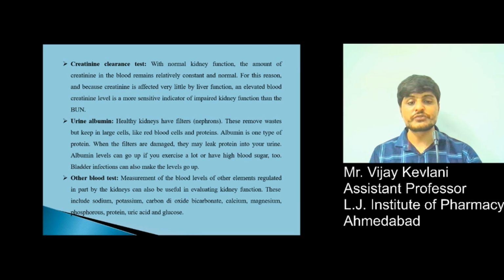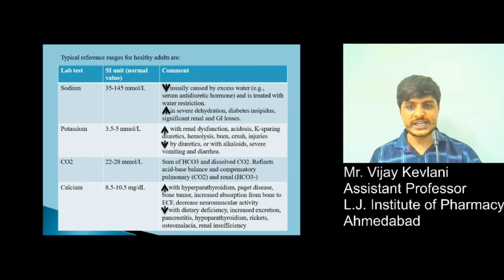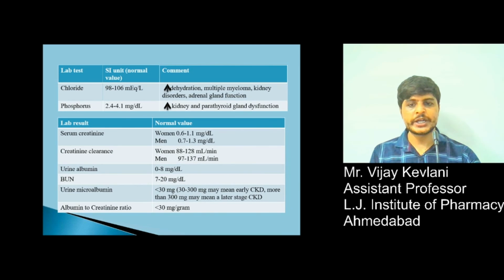Other blood tests. Measurement of the blood levels of other elements regulated in part by the kidney can also be useful in evaluating kidney function. This includes sodium, potassium, carbon dioxide, bicarbonates, calcium, magnesium, phosphorus, protein, uric acid and glucose. So these are the values and indications: sodium, potassium, carbon dioxide and calcium. Other is chloride, phosphorus. And lab tests, as we have discussed: serum creatinine, creatinine clearance, urine albumin, BUN, urine microalbumin and albumin to creatinine ratio.